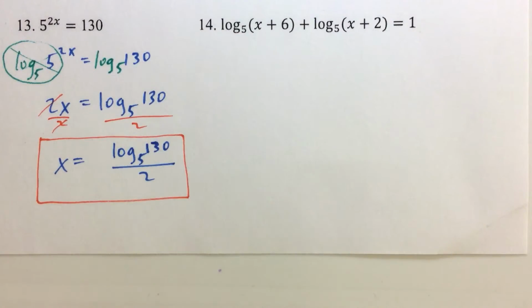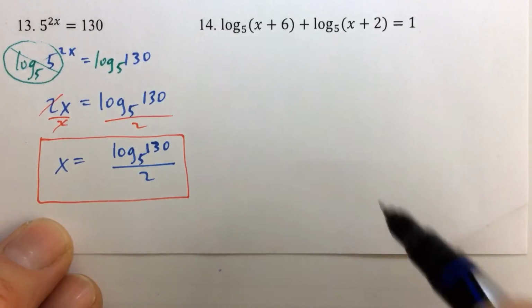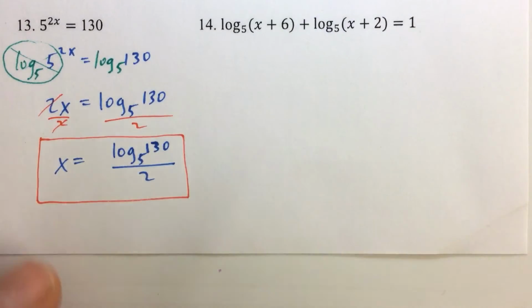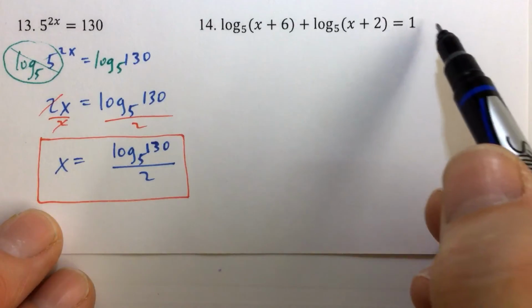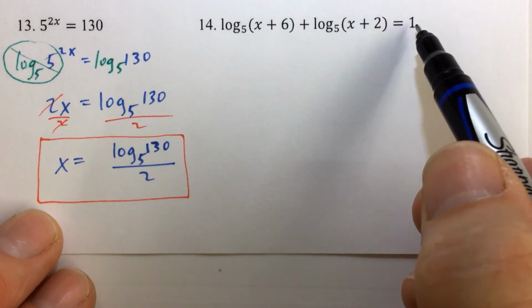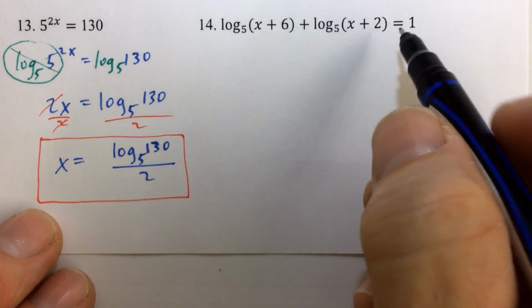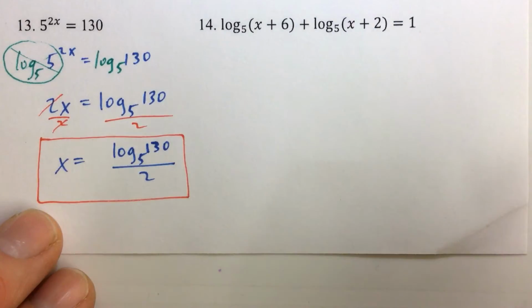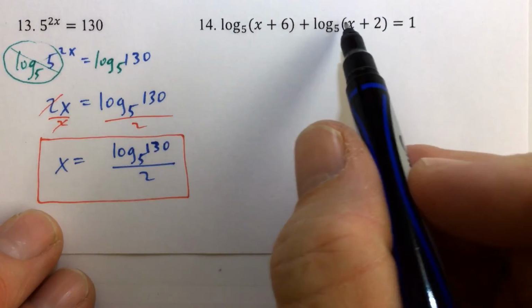For number 14, now we're solving a logarithmic equation, and with log equations we want to gather the log terms, combine all the log terms into one on one side. On the other side we're just going to keep that a 1. So if we had logs on both sides, we would still combine all the logs on each side of the equal sign, and then we would handle the rest of it differently. But for right now, we have logs on one side.